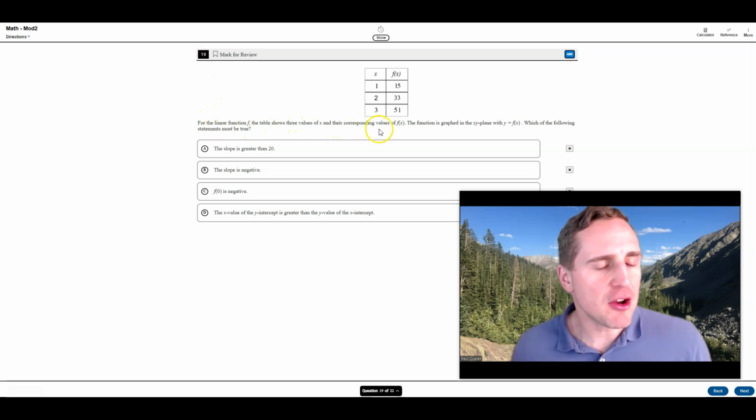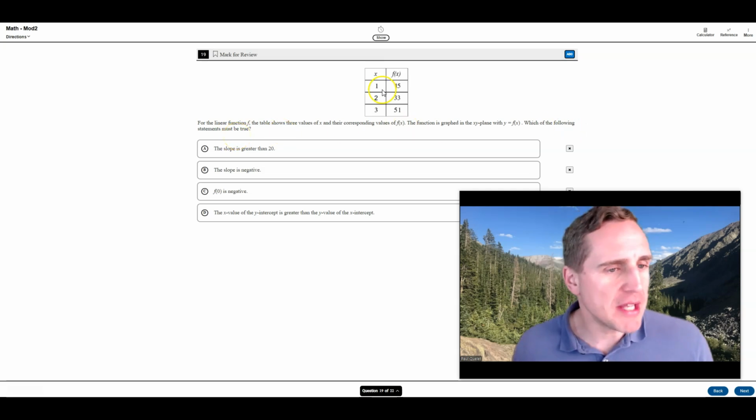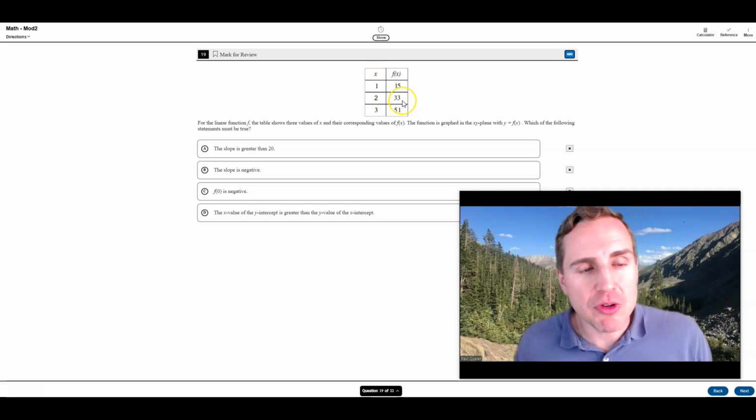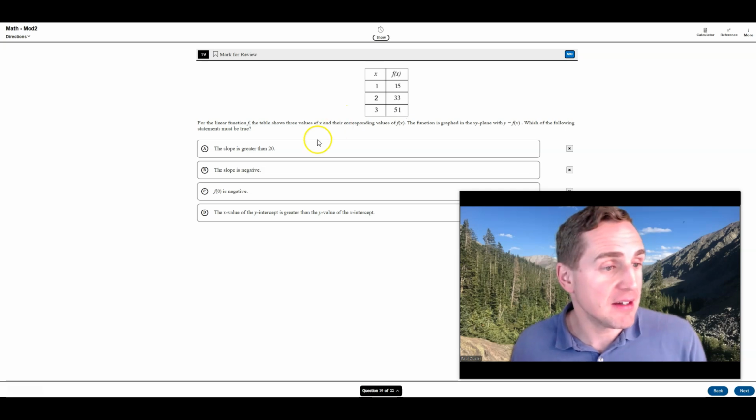Okay, for number 19, it says, for the linear function f, the table shows 3 values of x and their corresponding values of f of x. The function is graphed in the xy plane with y equals f of x. Which of the following statements must be true? It's a linear function. Notice that as x increases by 1, it looks like y increases by 18. And let's see if we can increase by 18 more. Yes. So I think the slope is 18.